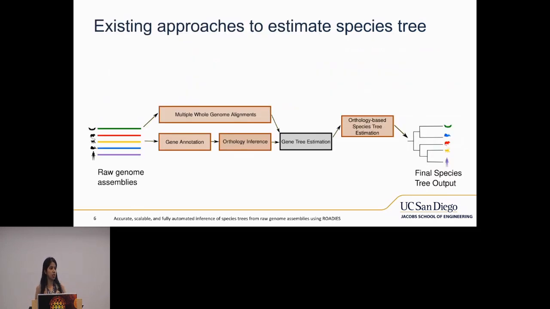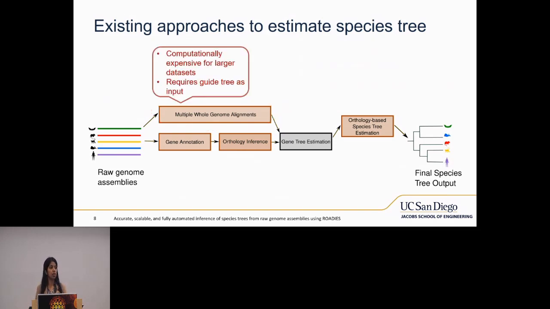Now let's understand how species trees are generated from genomic assemblies. There are multiple steps and multiple ways to do so. One way is to perform multiple whole genome alignments. Multiple whole genome alignments are computationally very expensive, especially for large-scale data sets. Another problem is that you need a guide tree as an input. The accuracy of the guide tree governs the accuracy of the alignment, and that governs the accuracy of the final tree. So that becomes a chicken and egg problem, and it's hard to resolve.